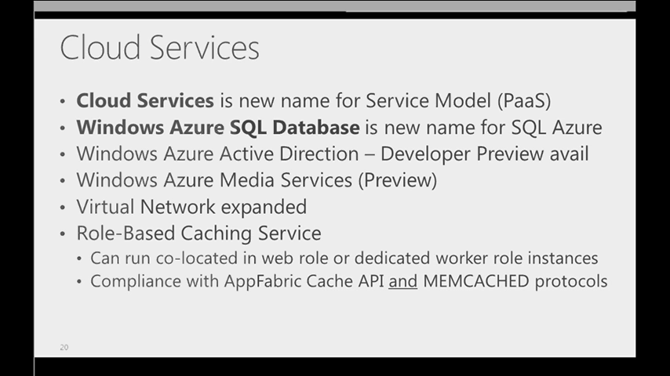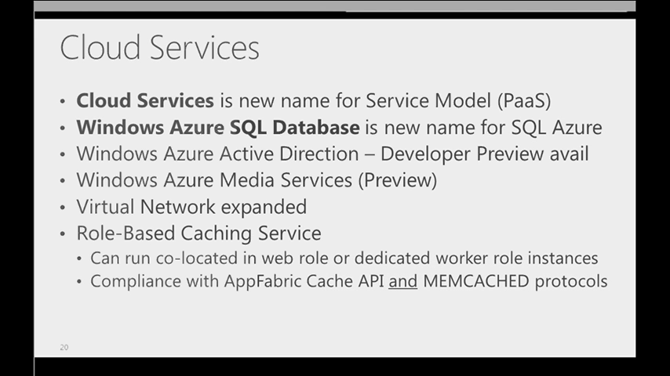There's also a new role-based caching approach. Caching service that's available. So you have Windows Azure caching, cache as a service. This is a new role-based one where I can take advantage of extra memory that I have in an existing web role, for instance, and I can distribute that cache across all my instances in my web role. So we call that co-located caching.